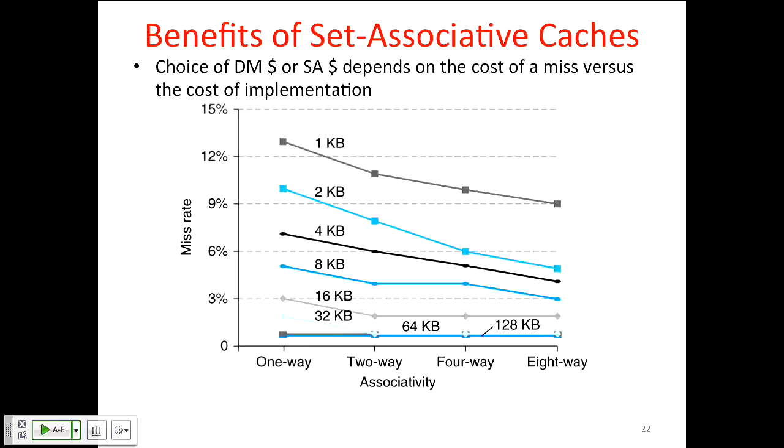And one thing you'll notice is the lines are steeper for the smaller caches, and they start to level out as you get to bigger caches. Now, why is that? Why is associativity less helpful when you have bigger caches? Why does it give less of a percentage? Why is the slope shallower as you go to larger caches? Why does associativity help less?